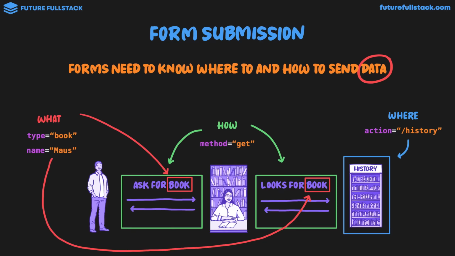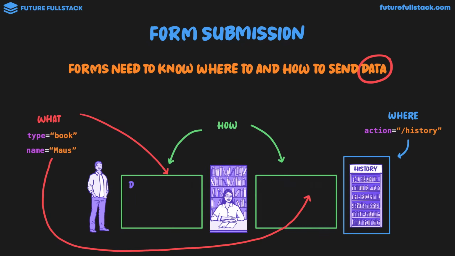In the library, a book is retrieved from a bookshelf, and in web development, data is retrieved from a database. Let's now look at the other case, the case when we donate a book as opposed to borrow it. Let's say we're going to donate the same book we requested in the previous video. So this is type equals book and name equals mouse.